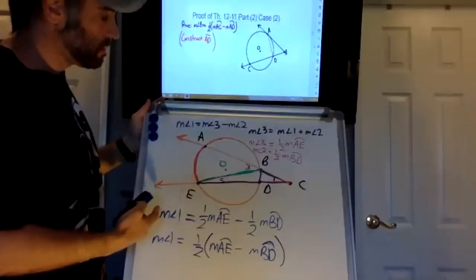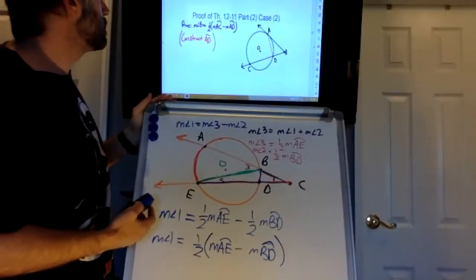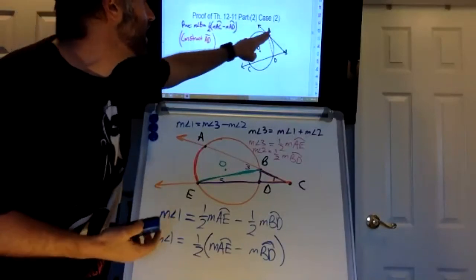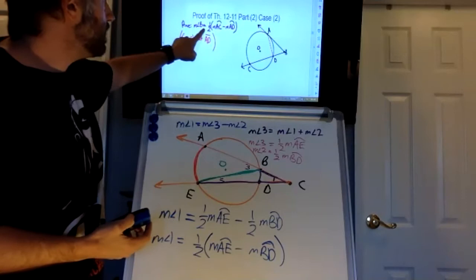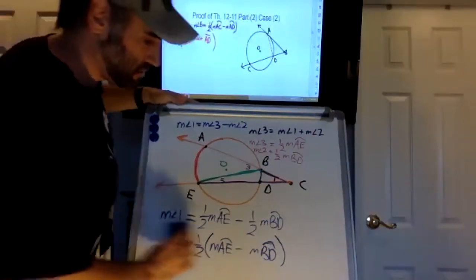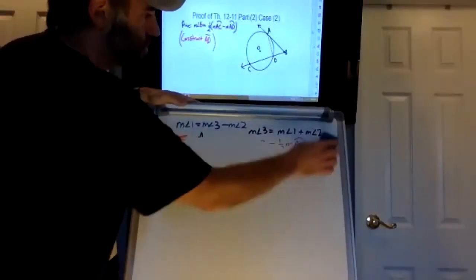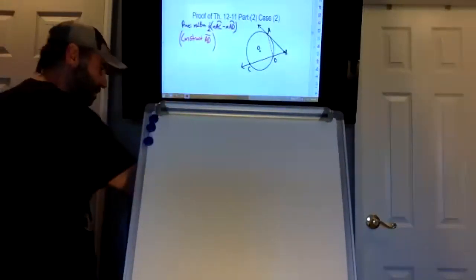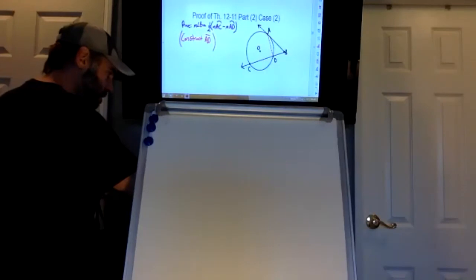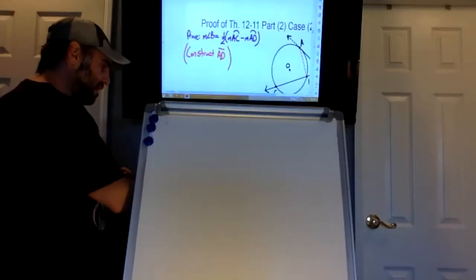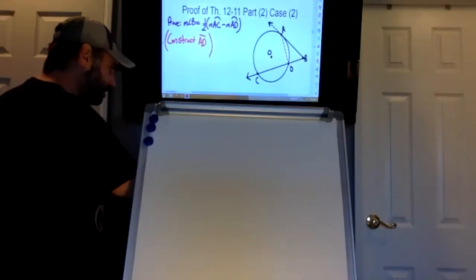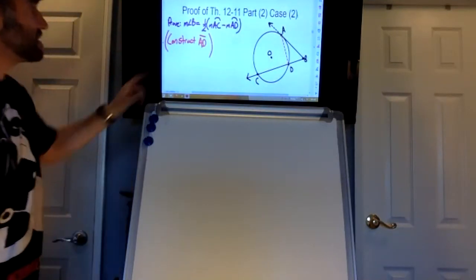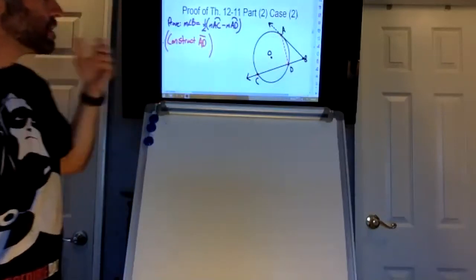Wait, what does that say? Measure of B. I can't really read it. Half the difference of the intercepted arcs. Arc A, equal sign? Yeah. Okay. And now I can make this a little bit bigger. Construct AD. Yes, that's the auxiliary segment that we need for this case.